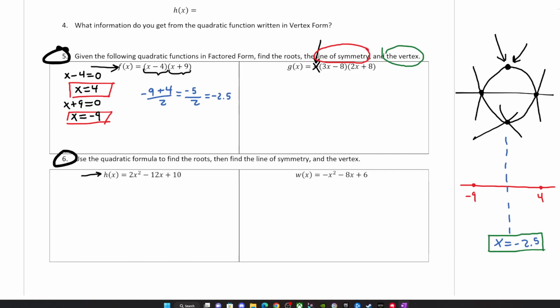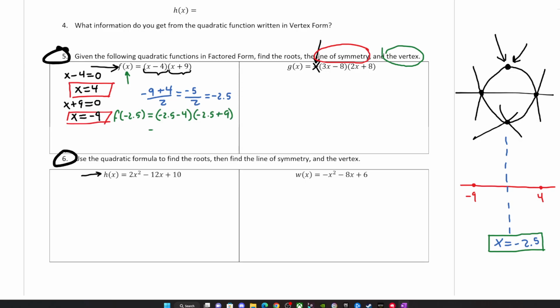Take this x value and plug it into the function f of x. So your function will now become f of -2.5. And this will just be equals to -2.5, that's my x, then -4, and then that times -2.5 plus 9.